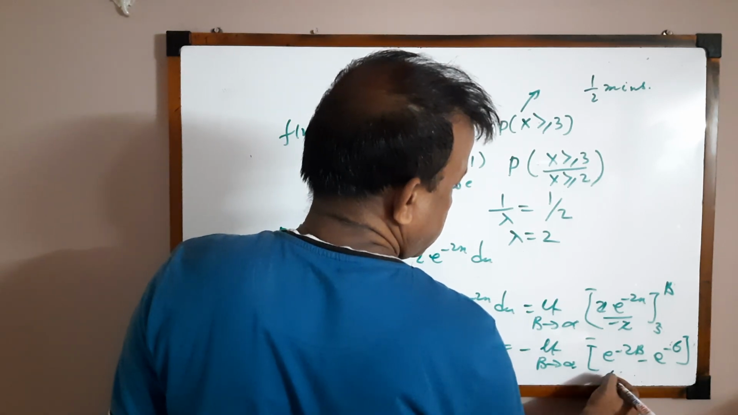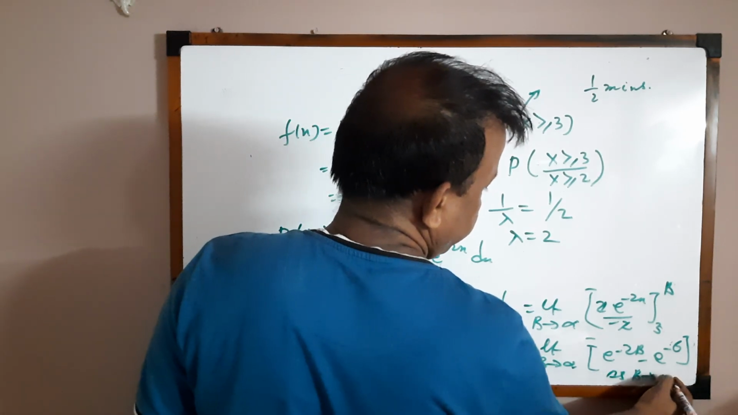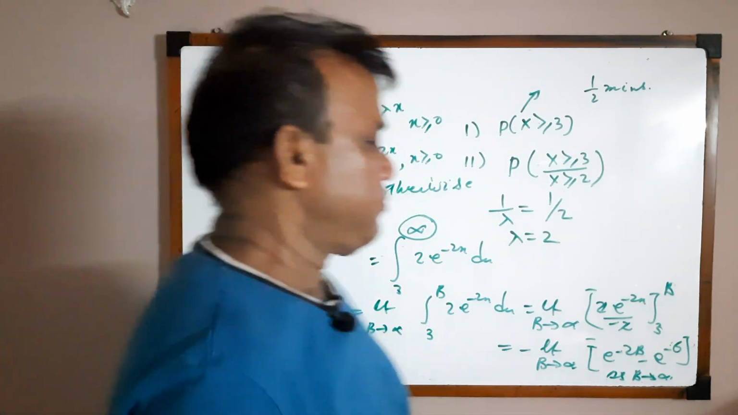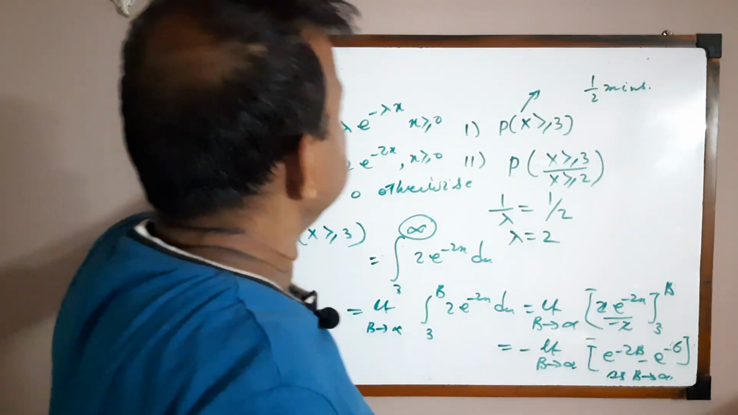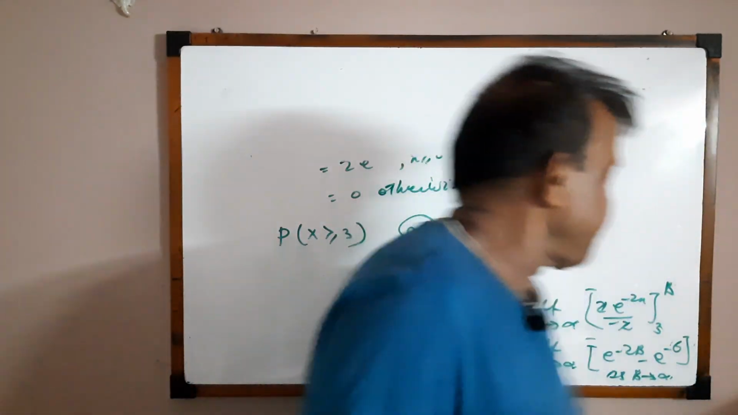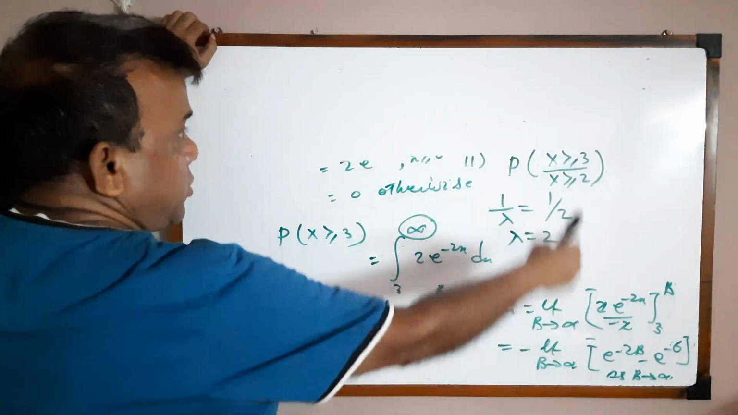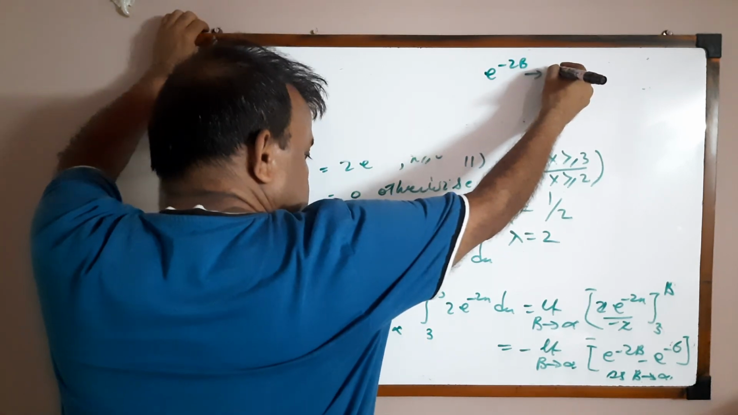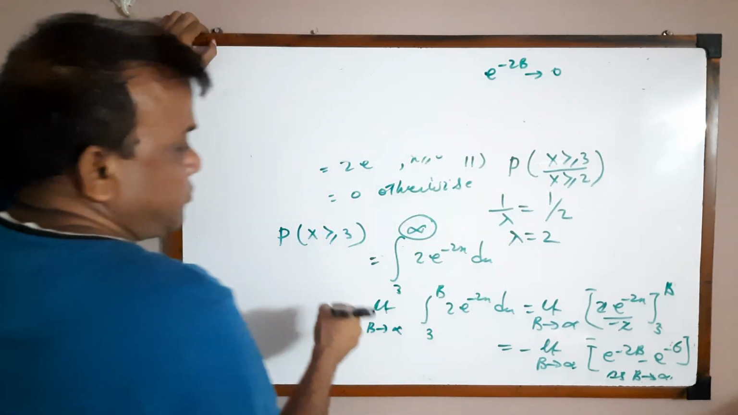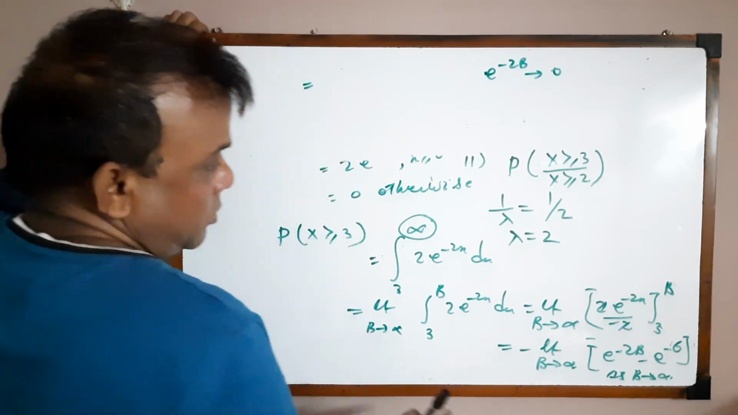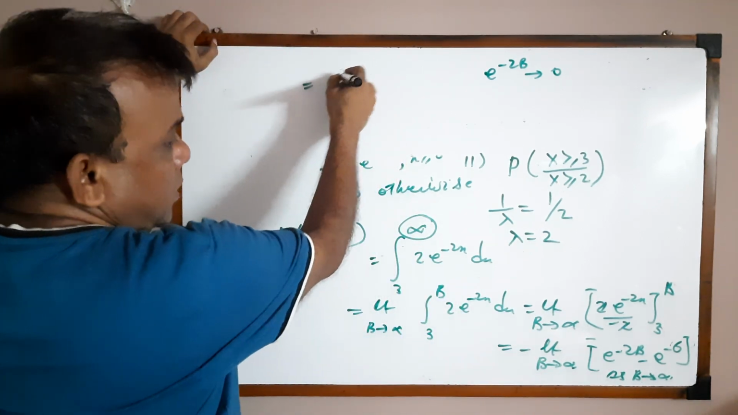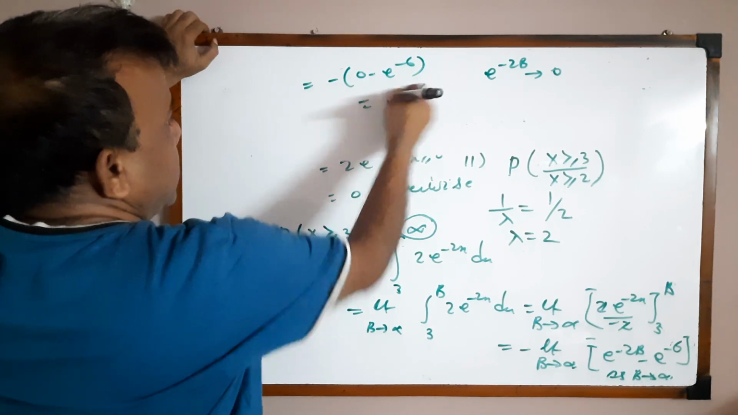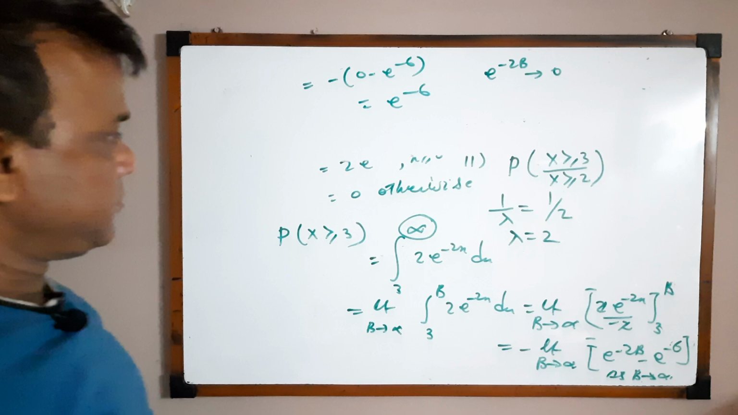As b tends to infinity, e to the power minus 2b tends to 0. Therefore, minus of 0 minus e to the power minus 6, finally e to the power minus 6.